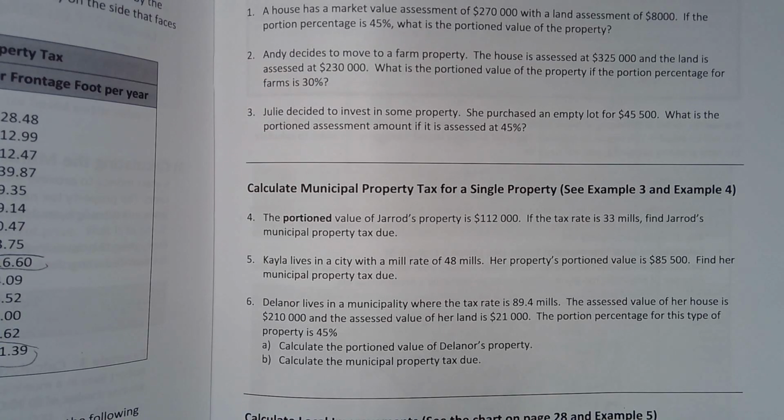Because the city's not going to tax you on the whole thing. And then after that, we take the portion value, what you just calculated, divide by 1,000, and times the mill rate, which again, you have to be given. And that equals your property tax. And then sometimes you have a local improvement, right? So you're just gonna take your frontage times your local improvement charge, and that's gonna give you your local improvement tax.